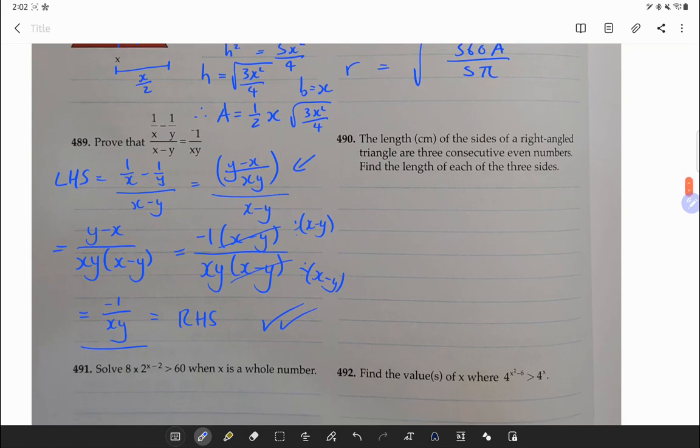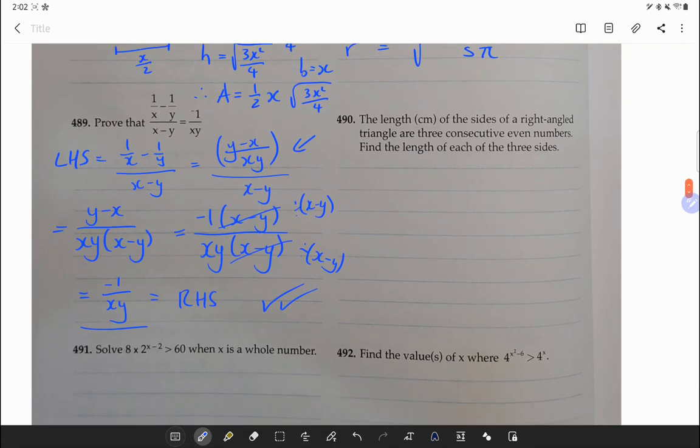Cool. Moving on. 490. The length of the sides of a right angle triangle are 3 consecutive even numbers. Right? Okay. So we know this one. This length here has to be the longest one. It's the hypotenuse. So I'm guessing that's the largest of the 3 consecutive numbers. Find the length of the 3 sides.